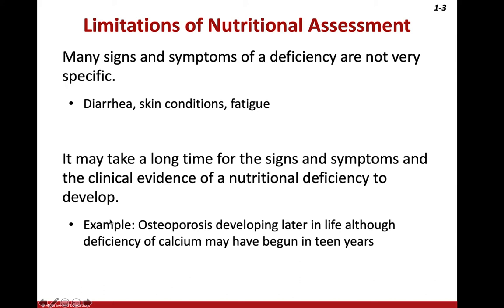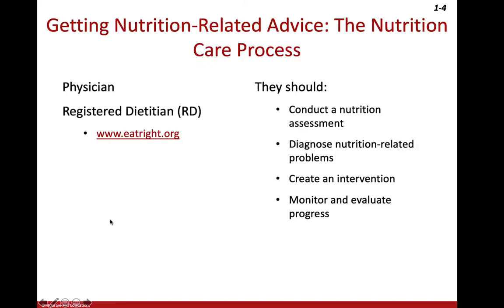Another really important thing to take into consideration is the length of time it takes to develop signs and symptoms of a nutritional deficiency. The perfect example would be osteoporosis. This is a condition that generally manifests much later in life. Let's look at postmenopausal women as a primary example. Yet, the history or the beginning of this may actually reach all the way back to teen years due to deficiency of calcium across an extended period of time. So it's important to keep in mind that there are limitations associated with these assessments that are out there.